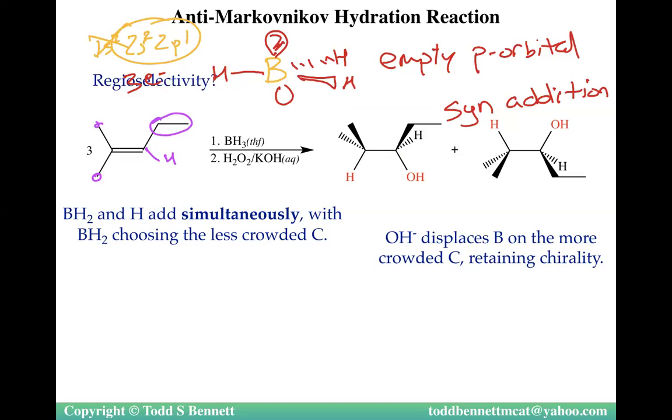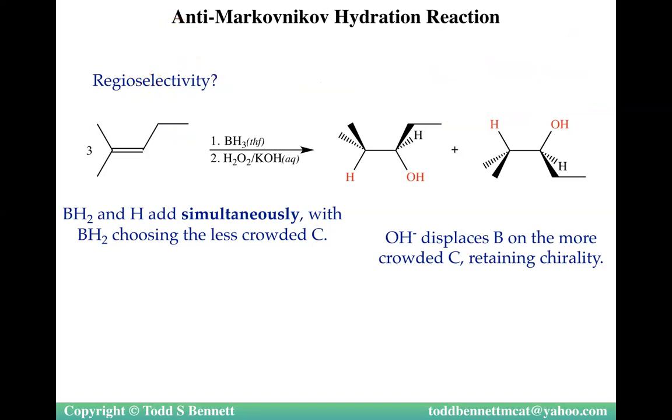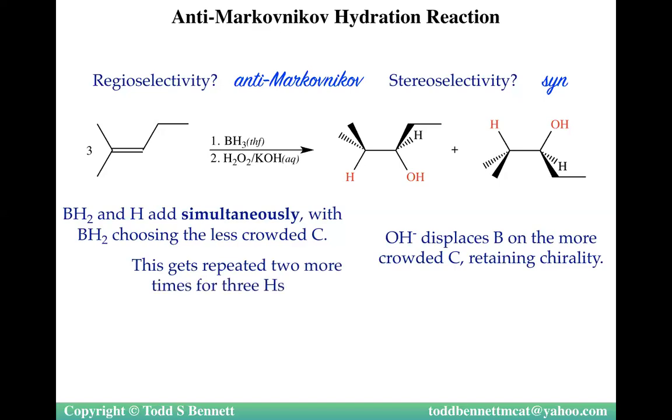Okay, mechanism time. Have to consider the mechanism. So let me go ahead and get rid of my drawing up here, where I click over. Regioselectivity, anti-Markovnikov. Stereoselectivity, I actually have some now. Syn addition. So anti-Markovnikov, OH goes on less hindered carbon. Syn addition, the H and the OH end up on the same side, either both on bottom or both on top. This gets repeated 2 more times because there are 3 H's total. So first one goes on, second one's going on, third one goes on.